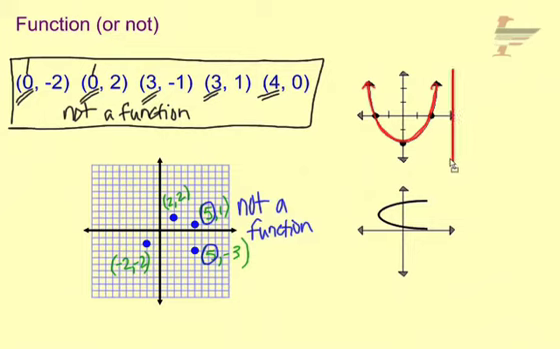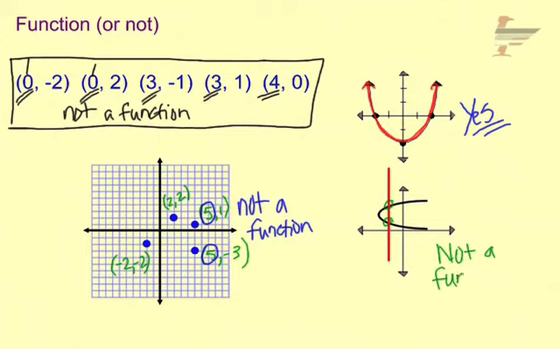So when we pass this over, it's only passing in one spot, so that means that that is a function. If we move down here, as we pass through, we see immediately, oh, wait a second, we're passing through in two spots, so that's enough to say that it's not a function. So that's using our vertical line test to tell whether or not we have a function if we're just looking at the graph.